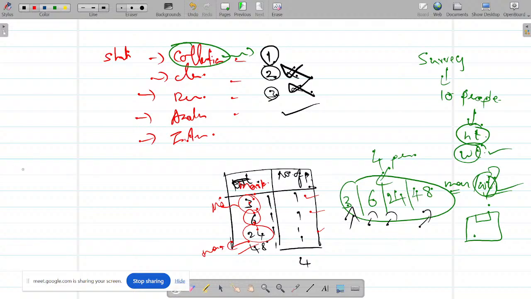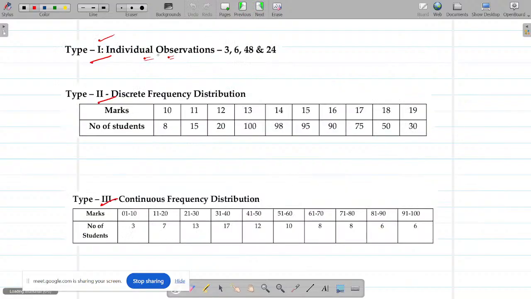But I have only 4 observations. What is the n value? N is equal to 4, right? 3, 6, 24 and 48. Only 4 values, where I'm not going to worry about classifying or representing the data. I can go for analyzing the data, where I can find the mean value, median value, mode value and all the values.